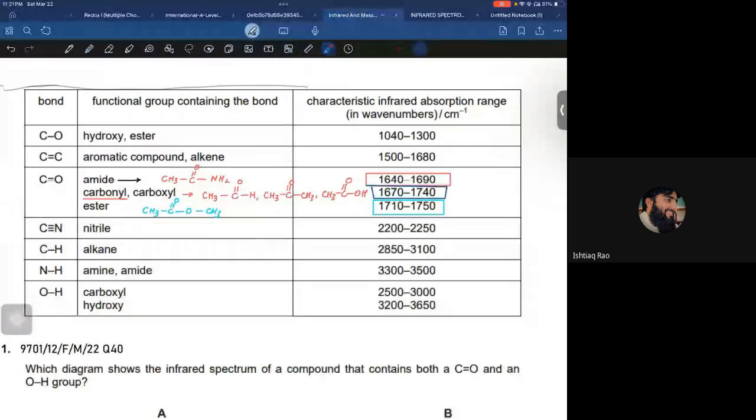We are going to see the infrared spectrum. Then I'm going to decide. We are going to do some past papers, then you will see. For nitrile, C triple bond N, you will see the peak at 2200 to 2250.